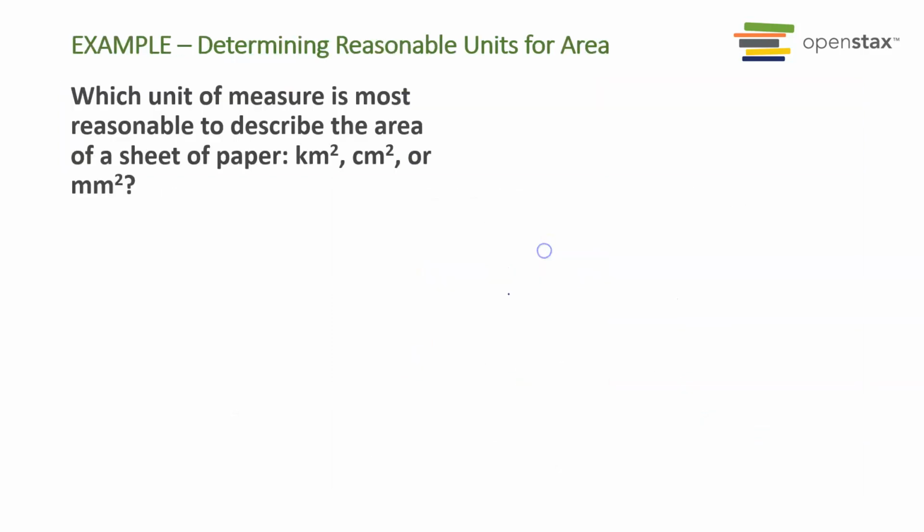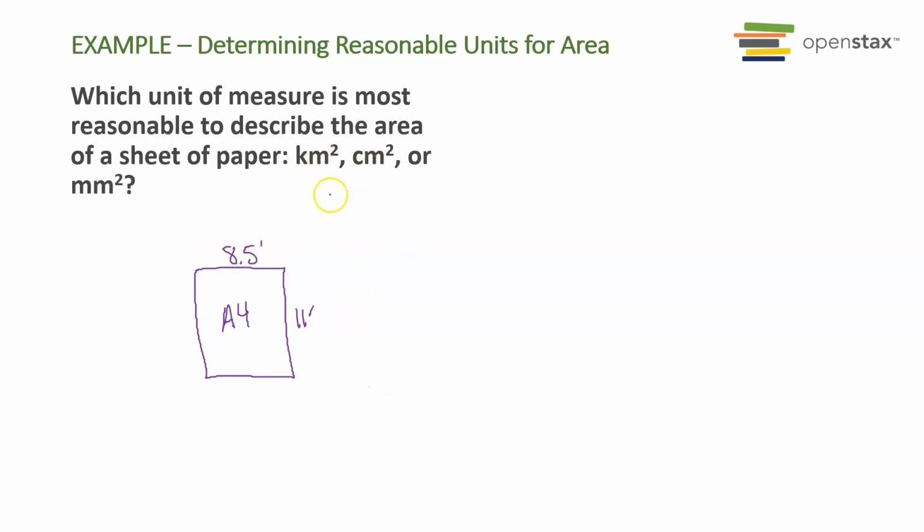All right, so let's look at the next. Let's look at which unit of measure is most reasonable to describe the area of a sheet of paper. Would that be kilometers squared, centimeters squared, or millimeters squared? Well, typical sheets of paper, if I was to draw a typical sheet of paper, I think we typically call this an A4 piece of paper. This would be 11 inches, and this would be 8.5 inches, right? That's our normal sheet of paper, an 8.5 by 11 inch sheet of paper.